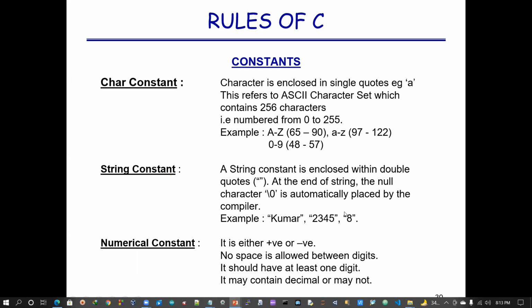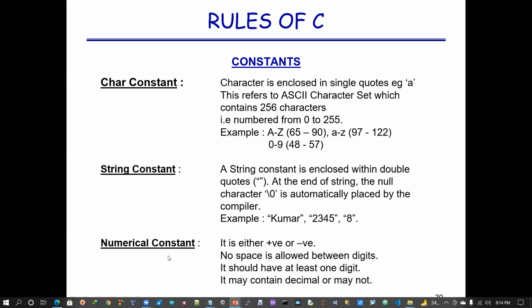So you get about this one. Once again, there are a few examples. 2, 3, 4, 5. You can say a string or not? Yes, a string, within double quotes. You can say a string or not? Yes. So at the end of a string, the null character is automatically placed by the compiler.